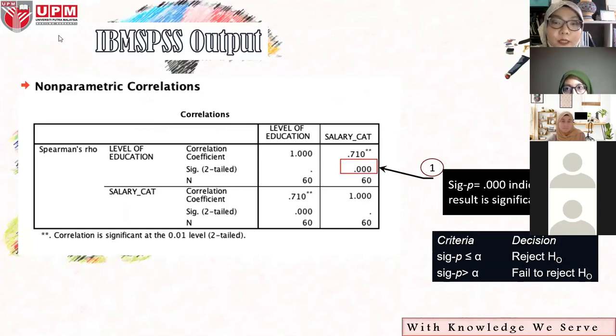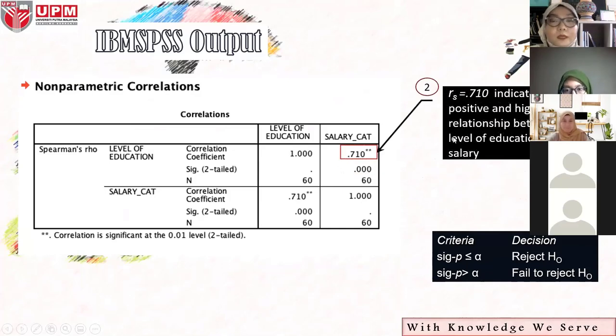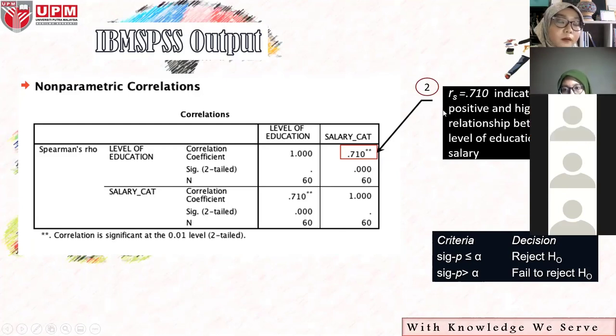The first thing we need to report is the significant value. If the significant value is lesser than or equal to alpha, we reject H naught. If the significant value is larger than alpha, we fail to reject H naught. In this case, since the significant value is 0.000, which is lesser than alpha, it indicates that the result is significant.